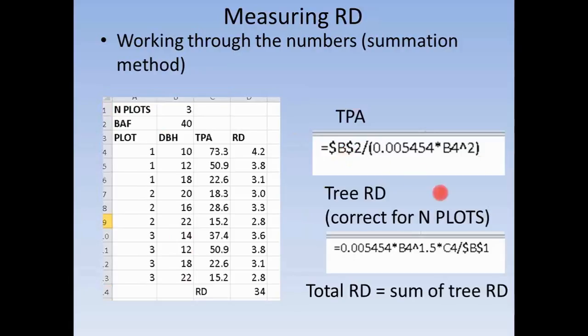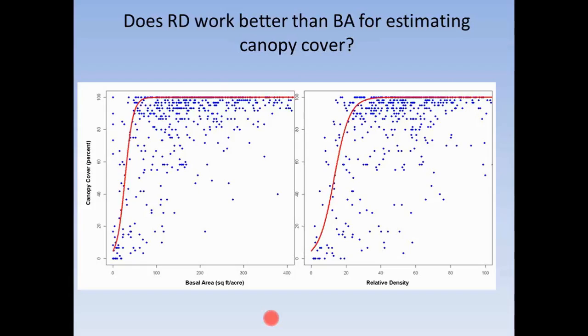We can use the standard formula to go from a diameter measurement and a BAF factor to trees per acre. And then we use the summation formula, and I already brought in the fact that we have 3 plots into that formula as well. And then we can just sum those up and get an RD value. So this is the summation method, and this is a more stable method when you're dealing with small trees in particular. If you're dealing in stands that are fairly uniform, you can do it either way and get the same answer.